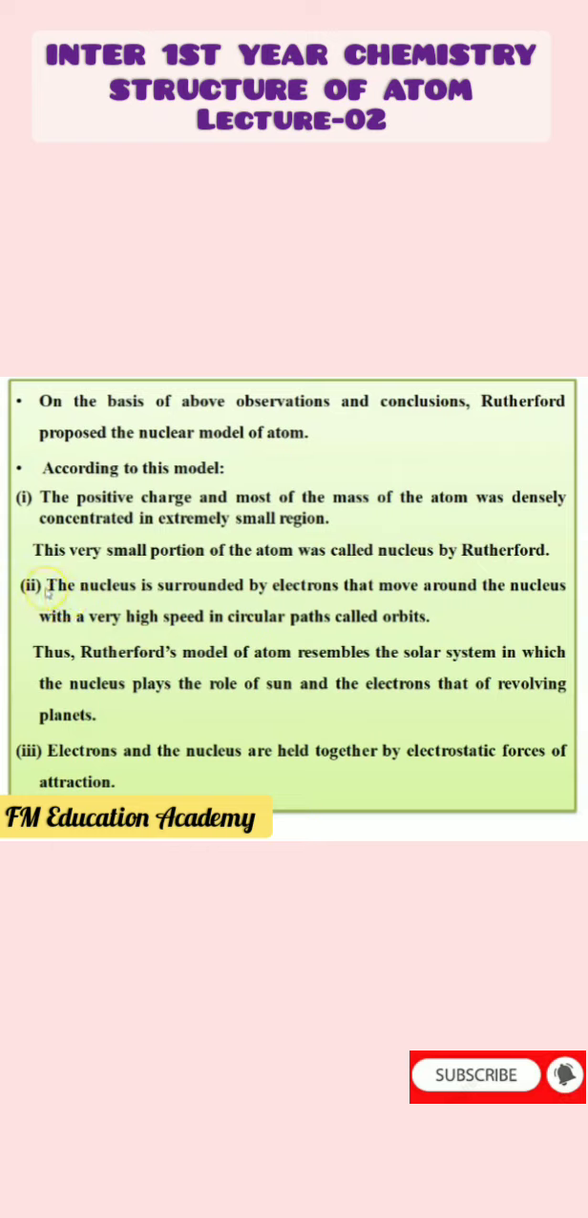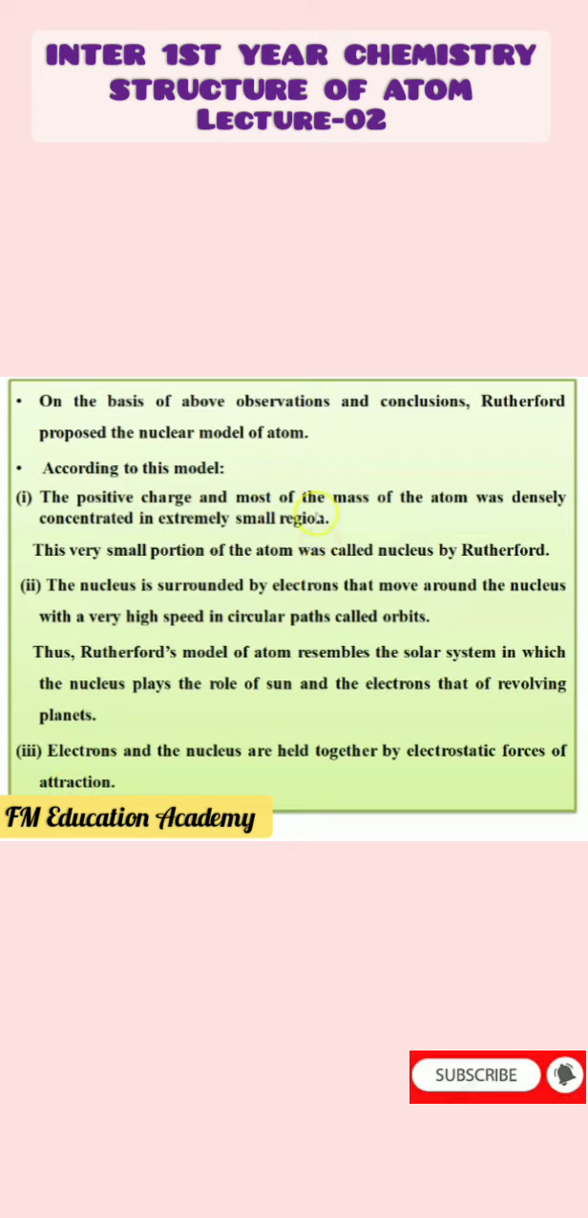Then he made one more conclusion. The nucleus is surrounded by electrons that move around the nucleus with a very high speed in circular paths called orbits. That is, suppose there is a nucleus, okay, and around the nucleus the electrons are revolving. He got to know that. So thus Rutherford's model of atom resembles the solar system in which the nucleus plays the role of the sun and the electrons that of revolving planets. So electrons and the nucleus are held together by electrostatic forces of attraction.